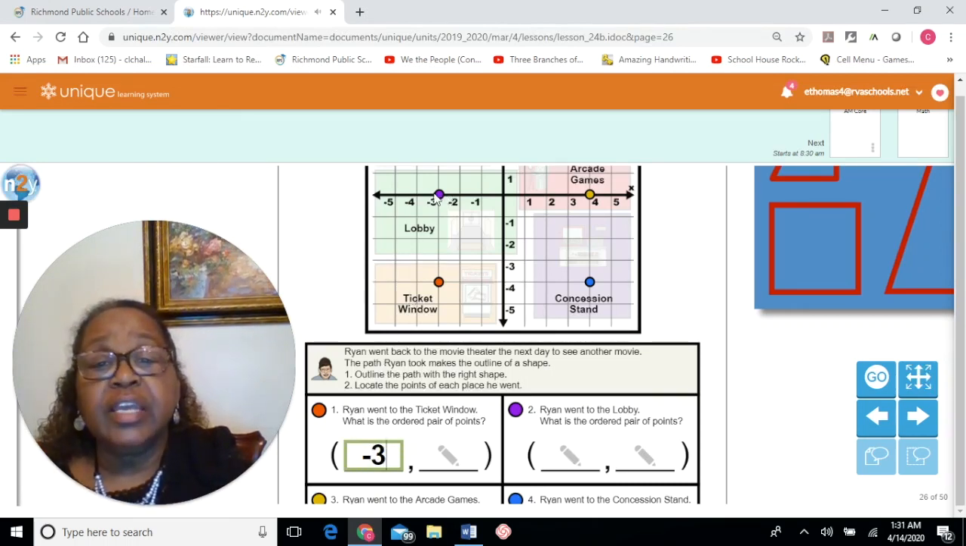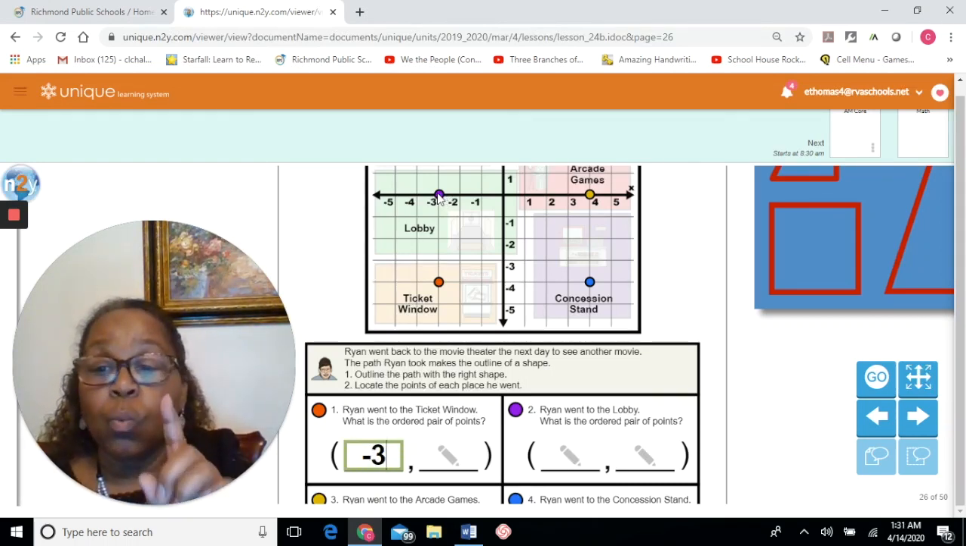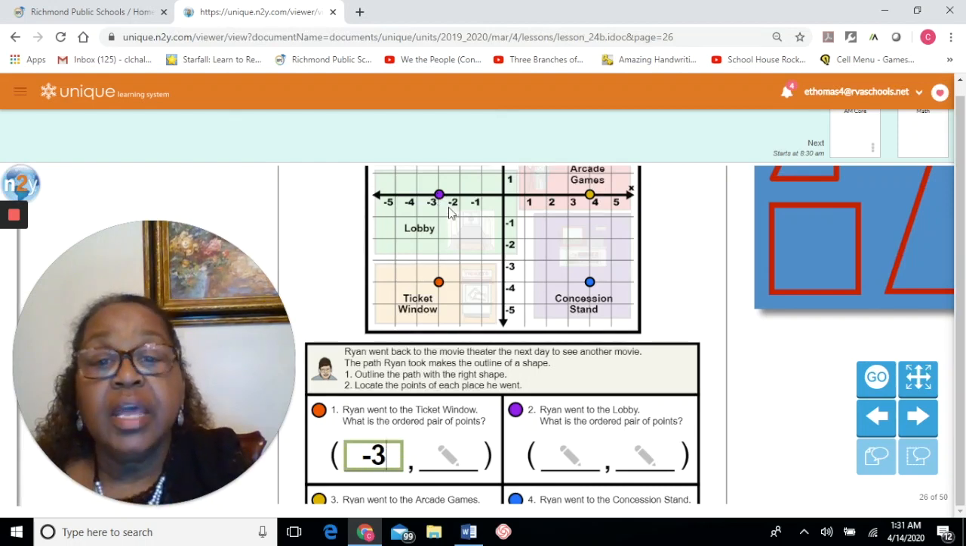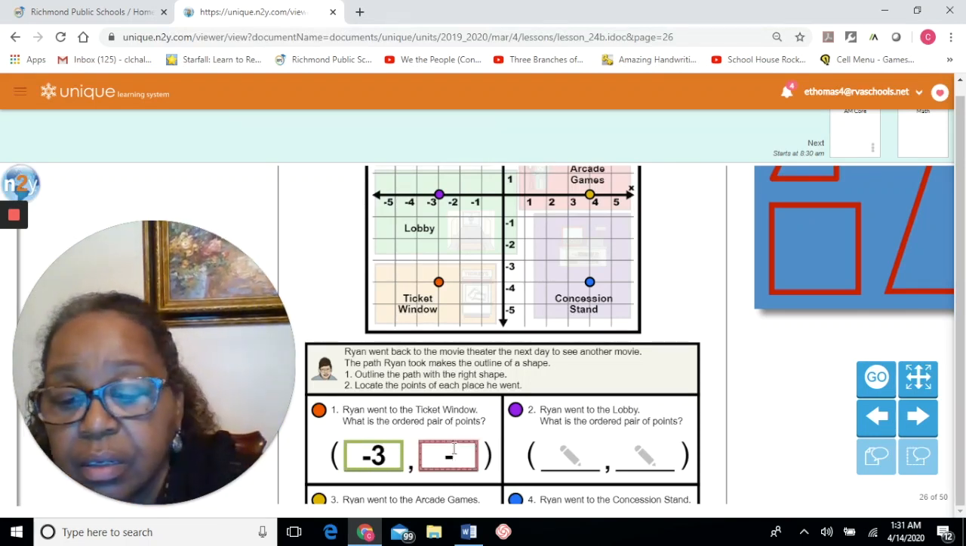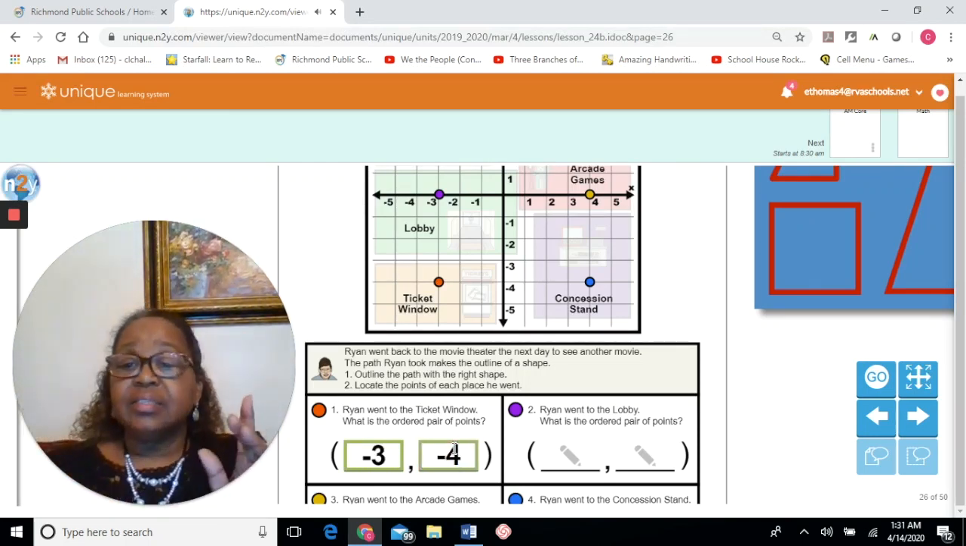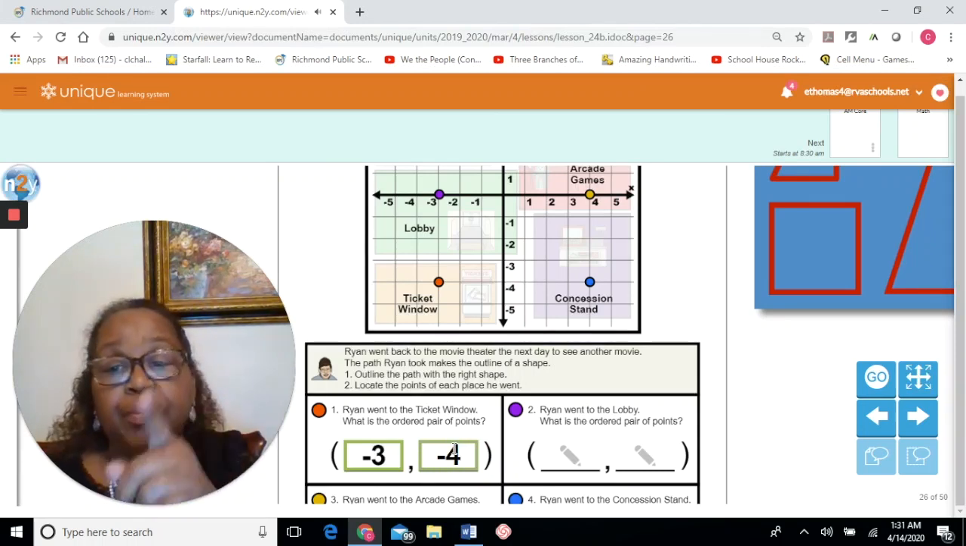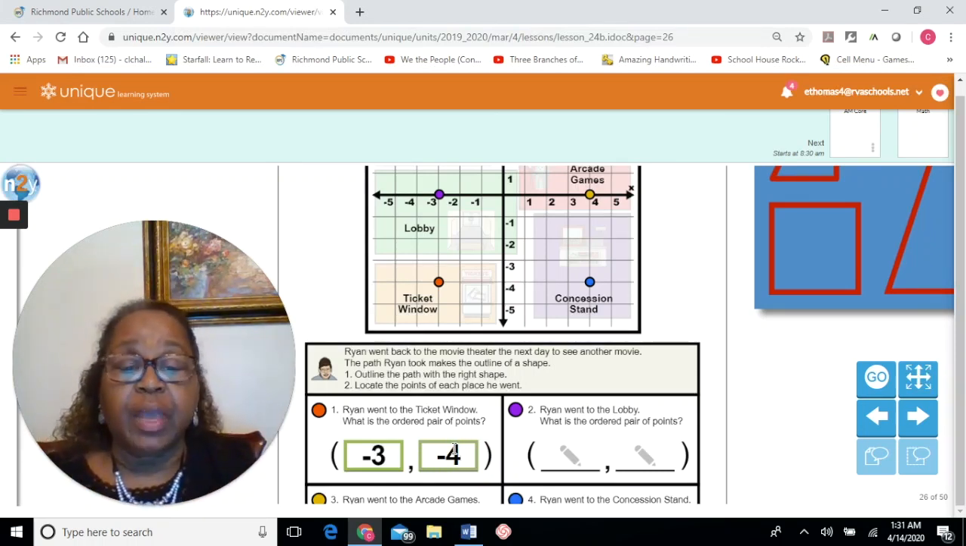And then if it's -3 on the x-axis, what is it on the y-axis? It's in the negative numbers. Let's see. 1, 2, 3, 4. It looks like a -4. Let's put that in. Excellent. I'm proud of myself and I'm proud of you. We did a great job with that one.